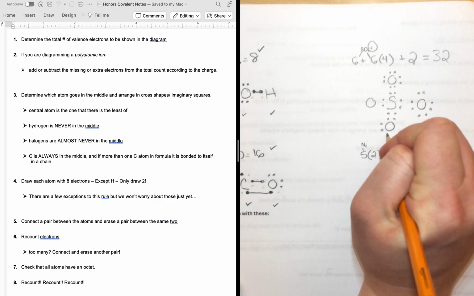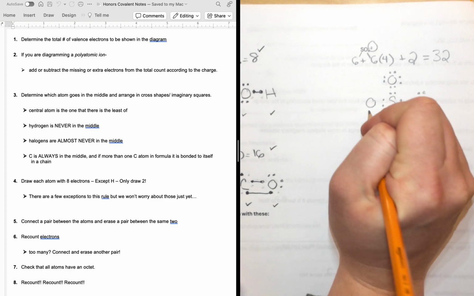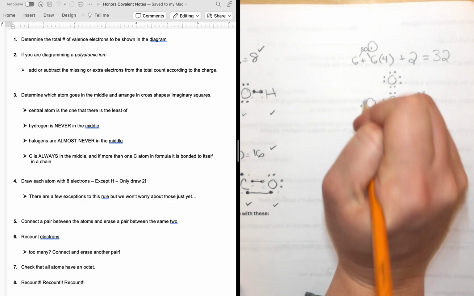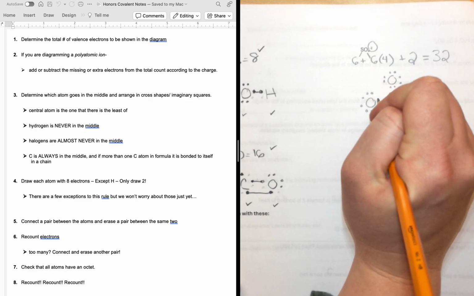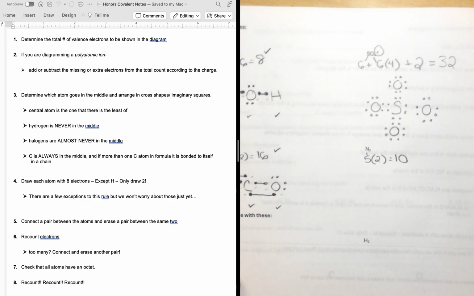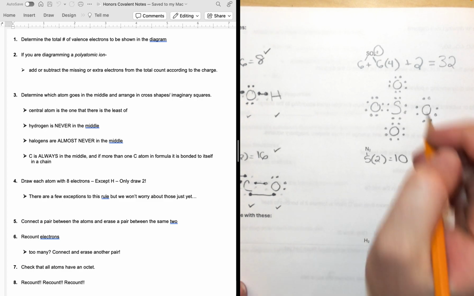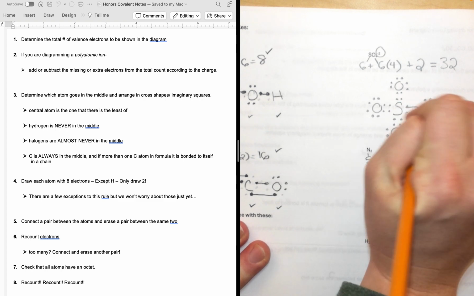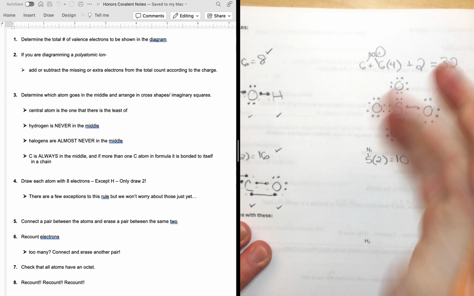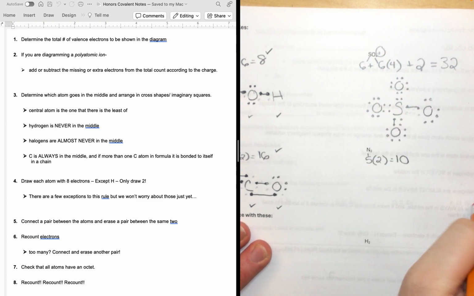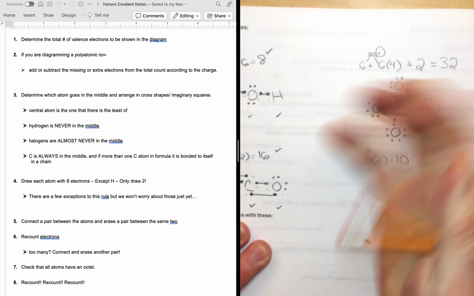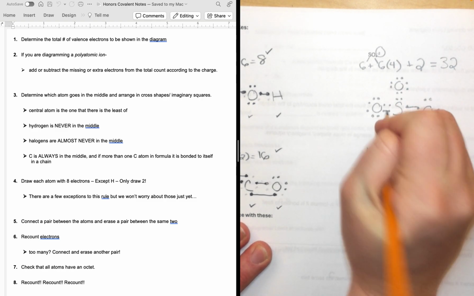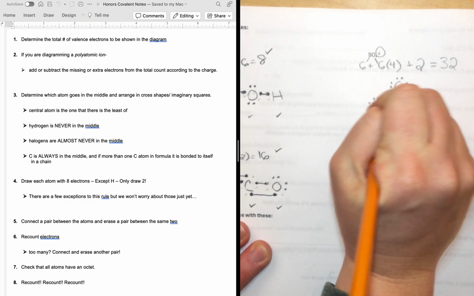Now this might seem a little tedious. You know you're going to be erasing some, so why are we drawing each of them with 8 to start? I like to draw each with 8 to start so that in the end we are guaranteed that everything has an octet. So I'm going to connect a pair and erase a pair all the way around. Make sure each oxygen is bonded to the sulfur. I connect and I erase all the way around.